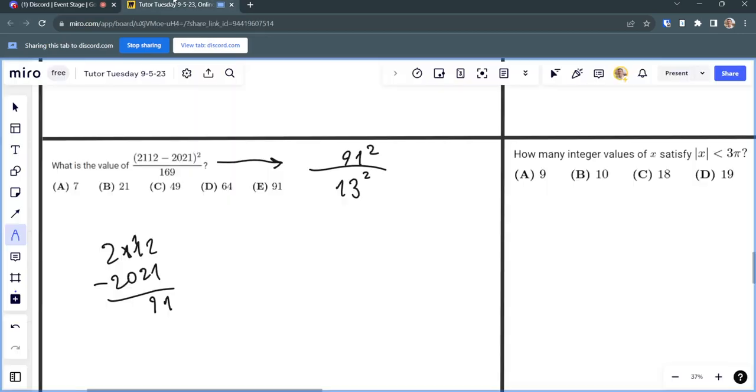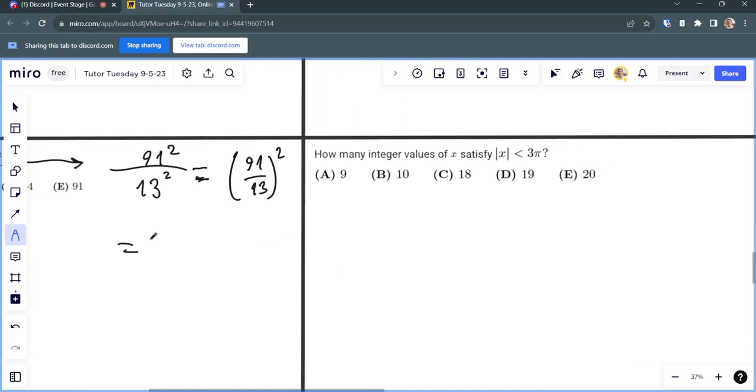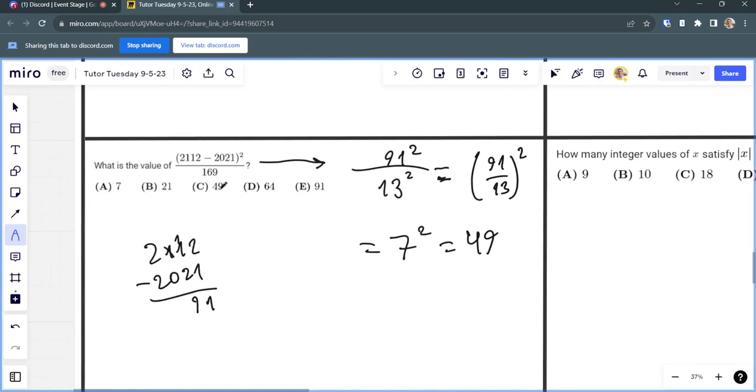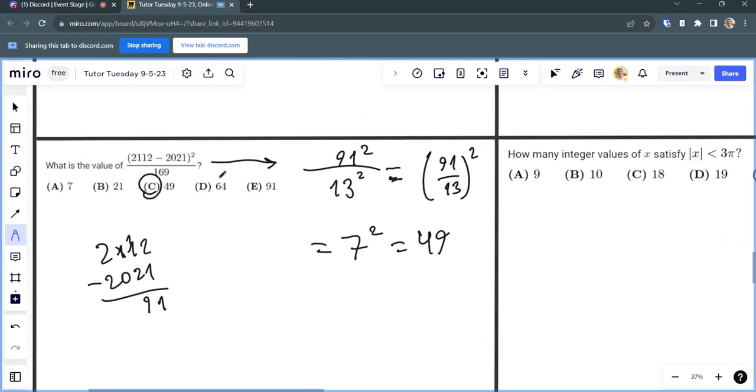So we get 91 squared over 13 squared. We can simplify that and actually just move everything inside a set of parentheses, 91 over 13 squared. And 91 over 13 is divisible. It's actually going to be equal to 7 squared, which is 49. And that's exactly answer choice C here.